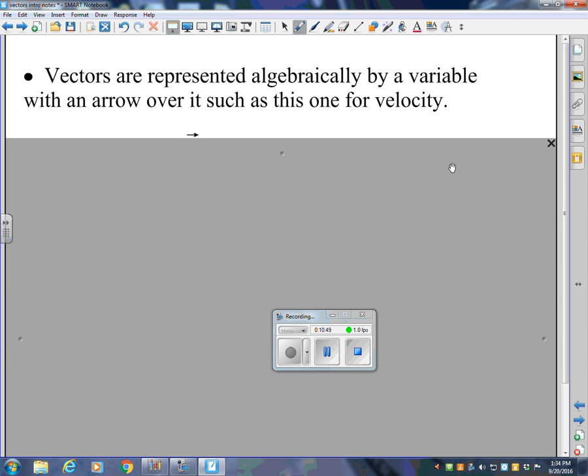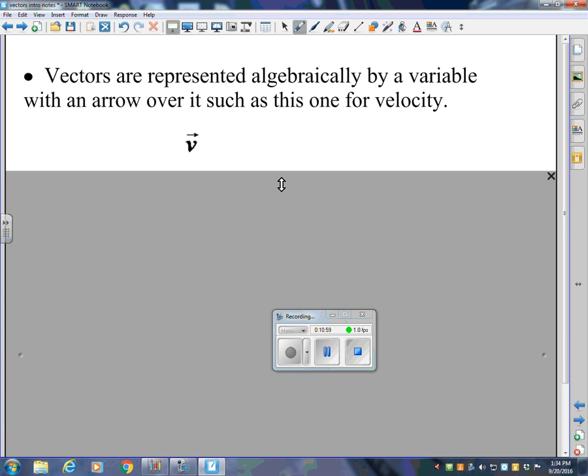So, vectors are represented algebraically by a variable, by a letter, with an arrow over it, such as this one for velocity. So quite often we write the letter of the quantity, like V for velocity, A for acceleration, F for force.